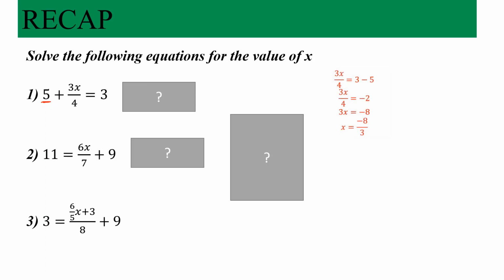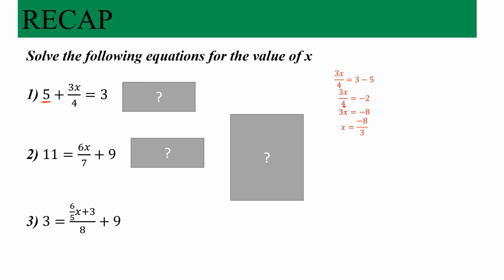So for that, we would have 3x over 4 is equal to 3 minus 5. That will then simplify down to 3x over 4 being equal to negative 2. Now we need to get rid of this 4 in the denominator. The opposite of division is multiplication, so we multiply the right-hand side by 4. So it now becomes 3x is equal to negative 8. And then we would have to get rid of this 3 that is attached to the x by the opposite, which is division. So the final answer is x is equal to negative 8 over 3.